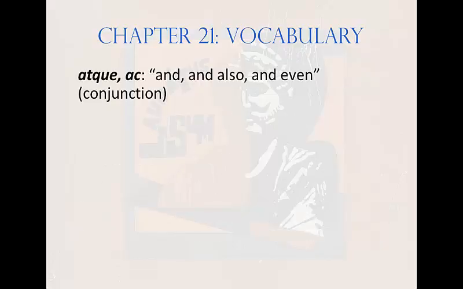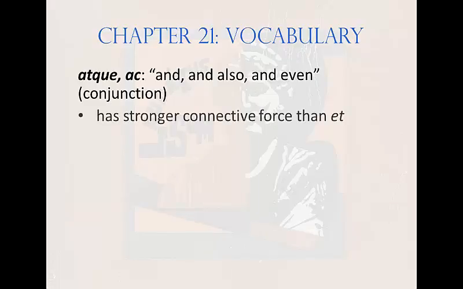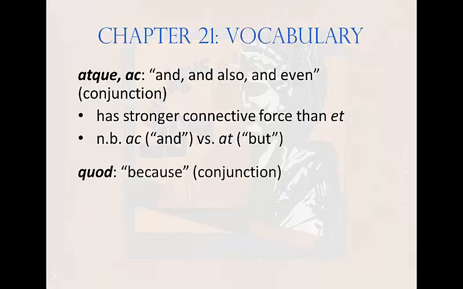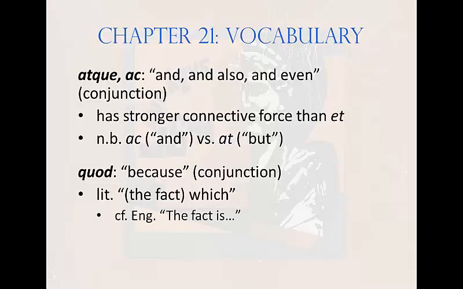The next word is atque or ac, meaning and also, and even. It's a conjunction. It has a slightly stronger connective force than et, and be careful to distinguish this word, ac or atque, which means and, from at, which means but. The next word is quod. It means because, and it's another conjunction. Literally, it's the relative pronoun in its neuter singular form, implying the fact which. How it came to mean because is simple if you look at it this way. Take, for example, the English expression, the fact is, and put it into a sentence such as, I did well on my test.